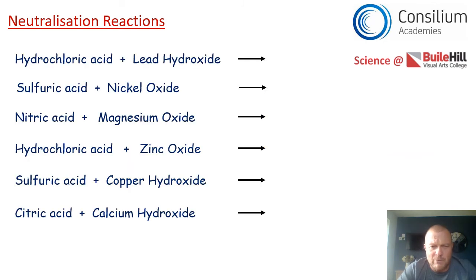So here's the work for you to do at home. There's 6 equations for you to do, 6 neutralisation reactions that I'd like you to complete. So you can write them on paper and send a picture of it over Google Classroom to your teacher, or you could do it on a Google document.